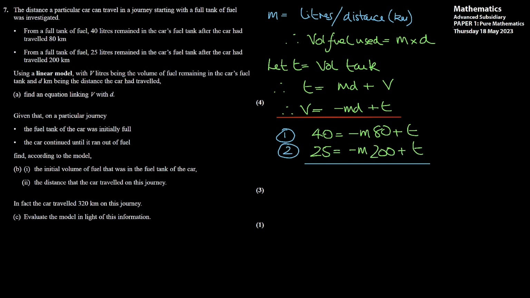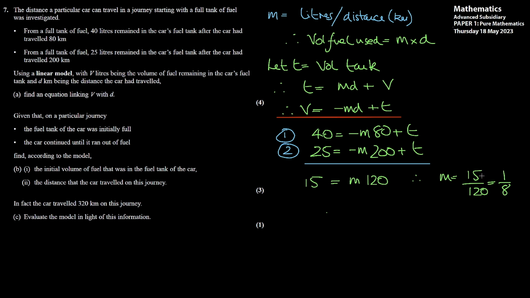And our second equation, I'm going to subtract the bottom equation from the top equation. 40 minus 25 gives us 15, is equal to negative 80 take away 200, which will be a positive m multiplied by 120. The t's cancel. So therefore I get that m is equal to 15 over 120, which is equal to an eighth.